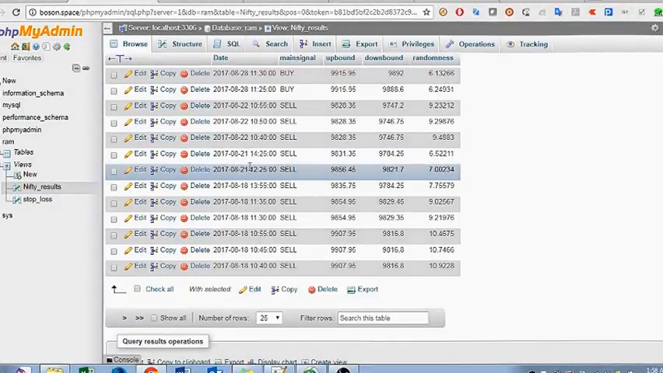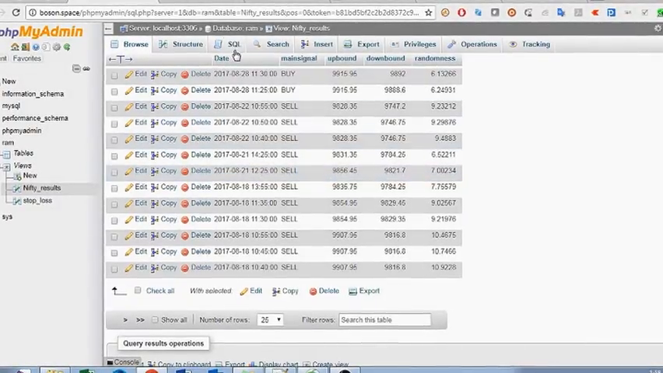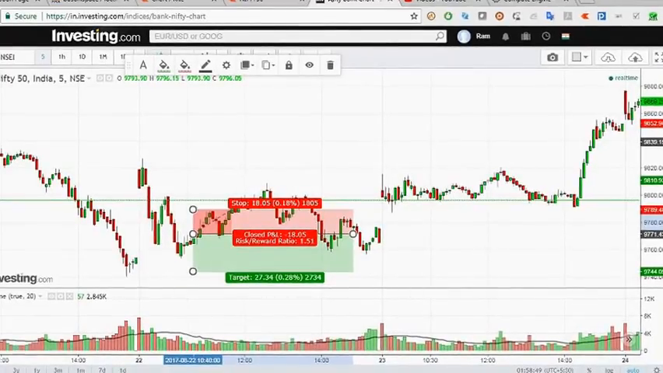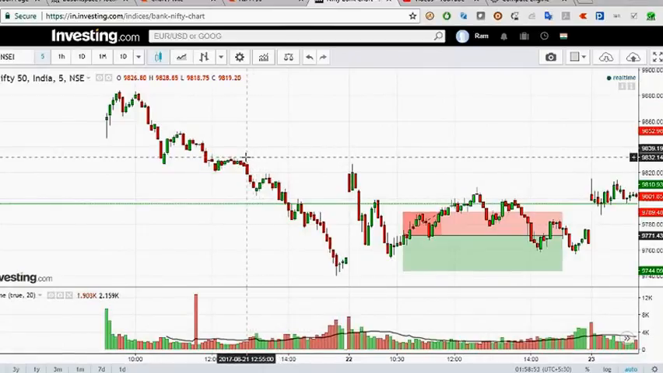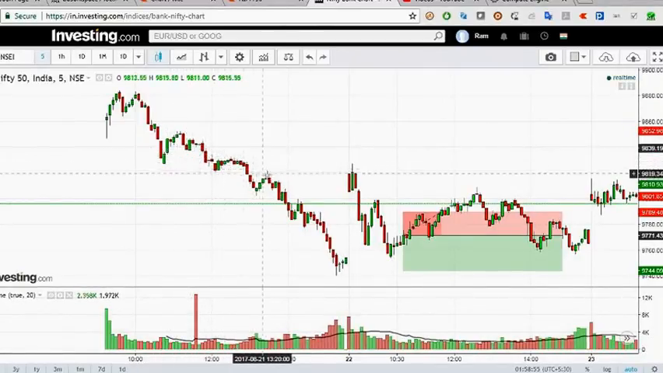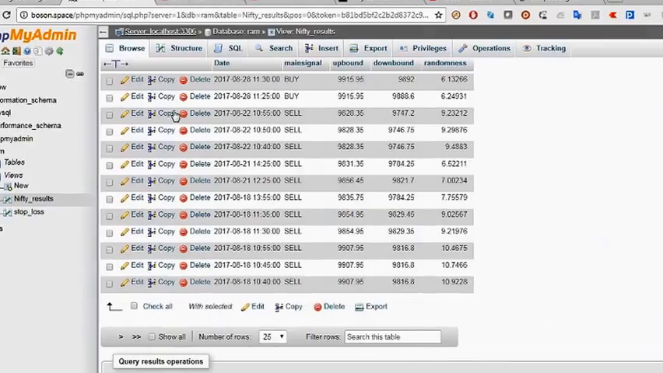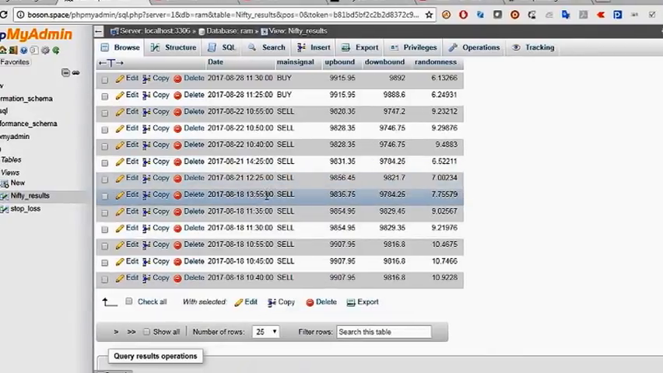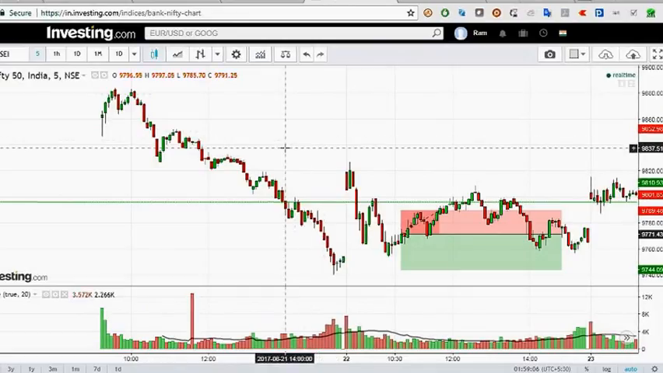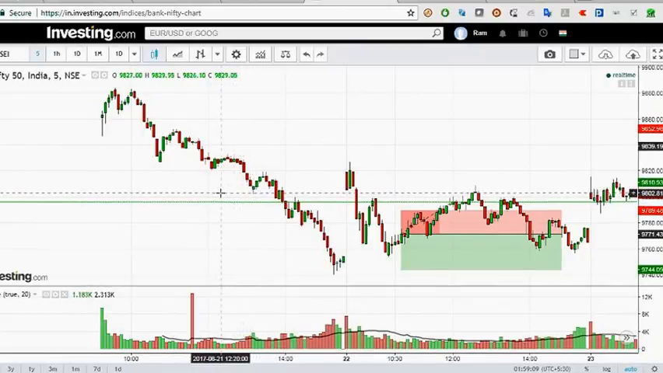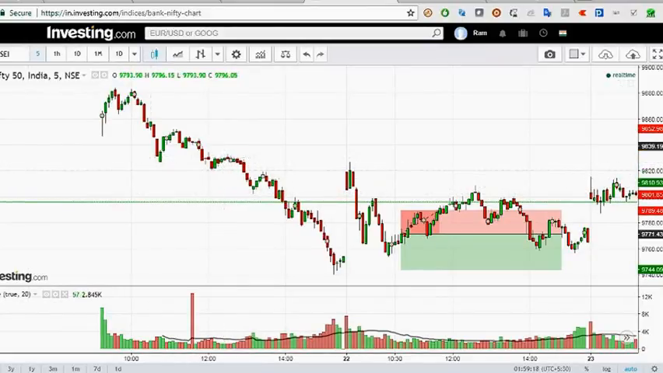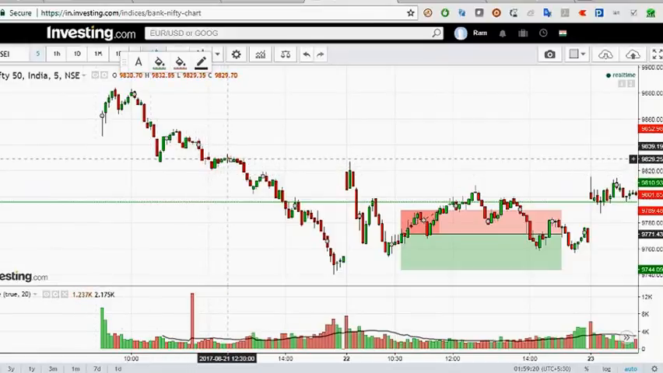Now let's see the one you got at 12:25. So 22nd 12:25, no, I think it's 21st. Yeah, I'm sorry, it's 21st 12:25. So 21st 12:25. Yeah, there you go. So this was a sell over here. As you can see, the market is, yeah, this is the place.